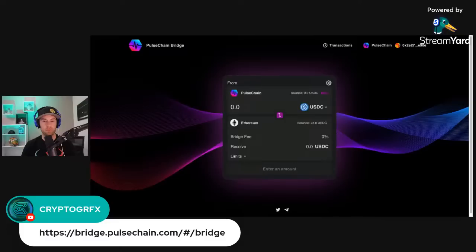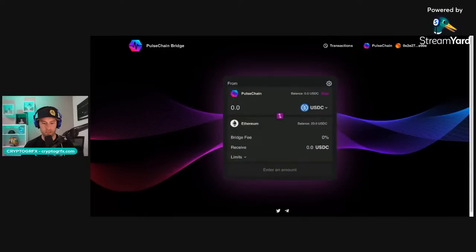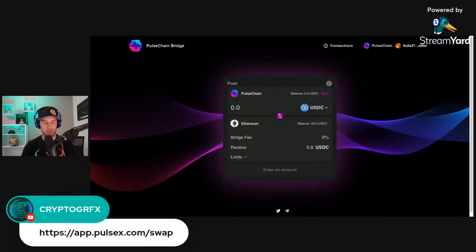You can probably even go to pulsechain.com and click on the bridge, and it will update that for you. Okay. Secondarily, app.pulsex.com/swap is where you want to go for all of your transactions on the Pulse chain. This is also in the link in the description. app.pulsex.com/swap.